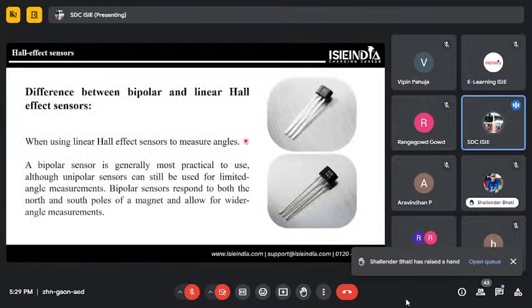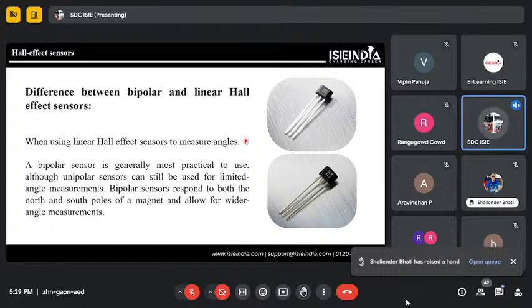So how can we differentiate between bipolar and linear Hall effect sensors? These two sensors are widely used in electric vehicles. Linear Hall effect sensors are used in the electric throttle for acceleration of the motor, right? And bipolar Hall effect sensors are inside the motor, detecting the position of the motor, and each BLDC motor has three sensors, right?